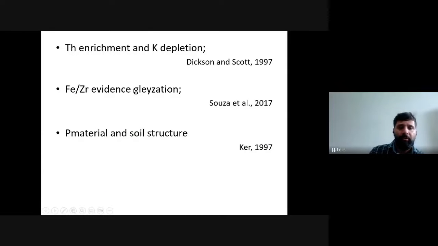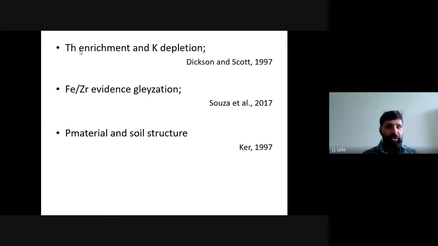We can also understand that soil changes its composition according to the weathering and the soil formation. So we have enrichment of thorium and depletion of potassium. Some elements increase their contents during weathering, during the soil formation, because they are not so mobile, because they form secondary minerals, and they are always forming minerals in soils, and they don't get leached.